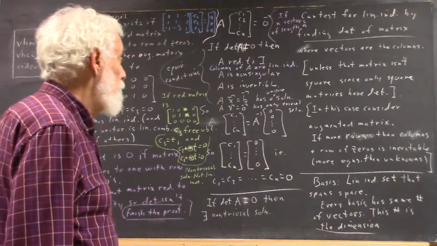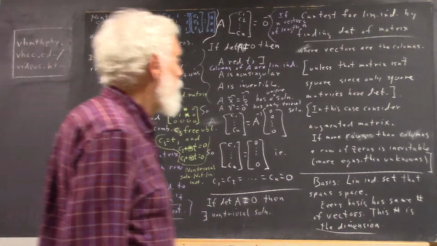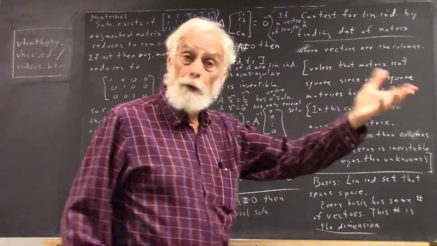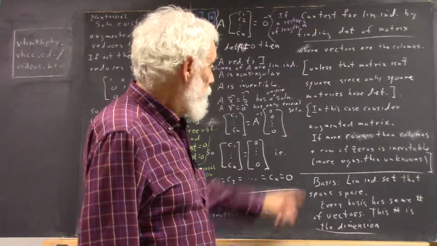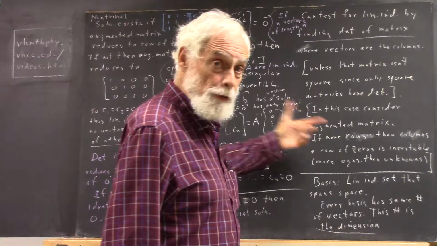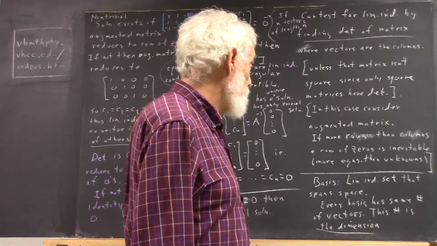Now, if the matrix isn't square, the matrix you get when you put the vectors in the columns, then this won't work because you can't take the determinant of a matrix unless it's a square matrix. In that case, you consider the augmented matrix and you go through some of the details we looked at.